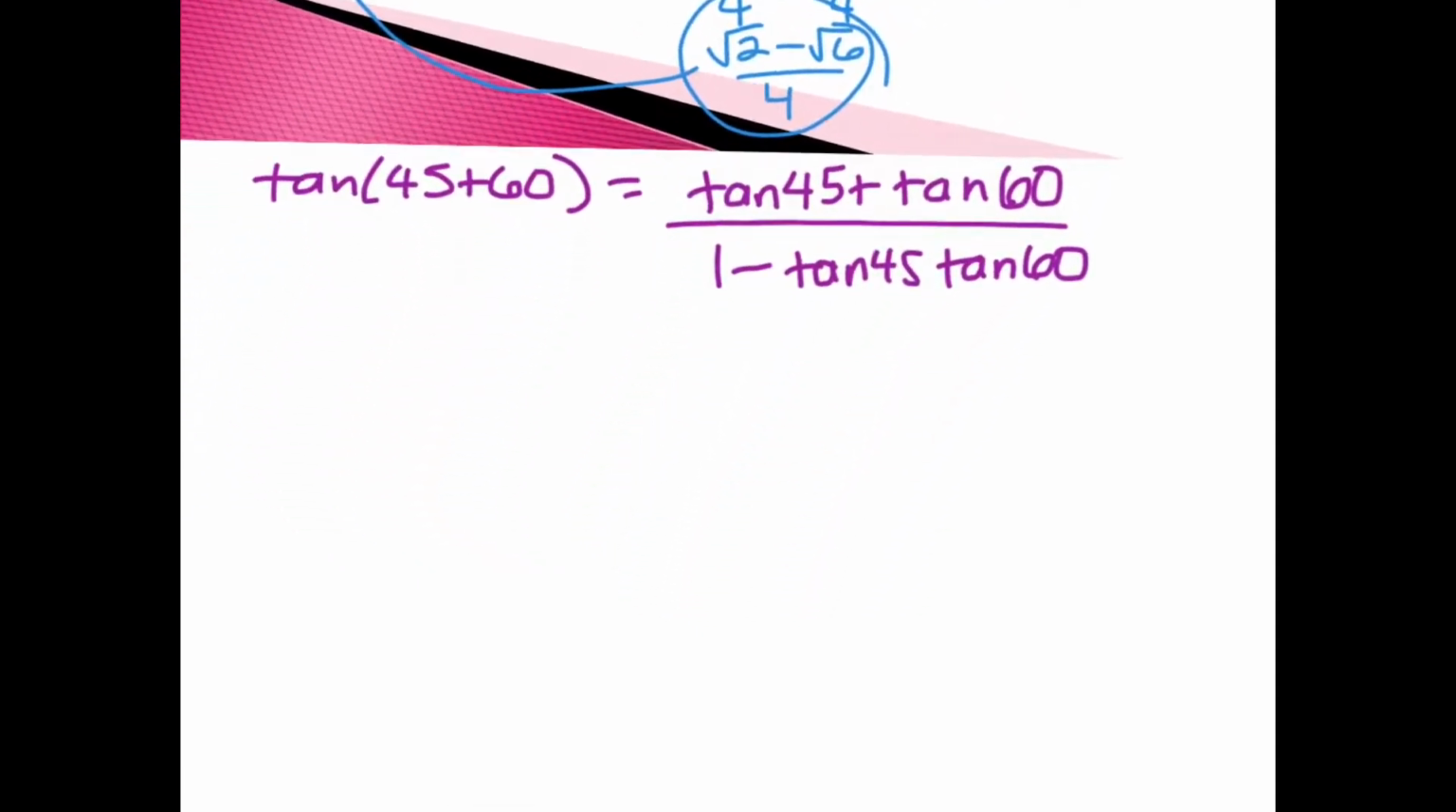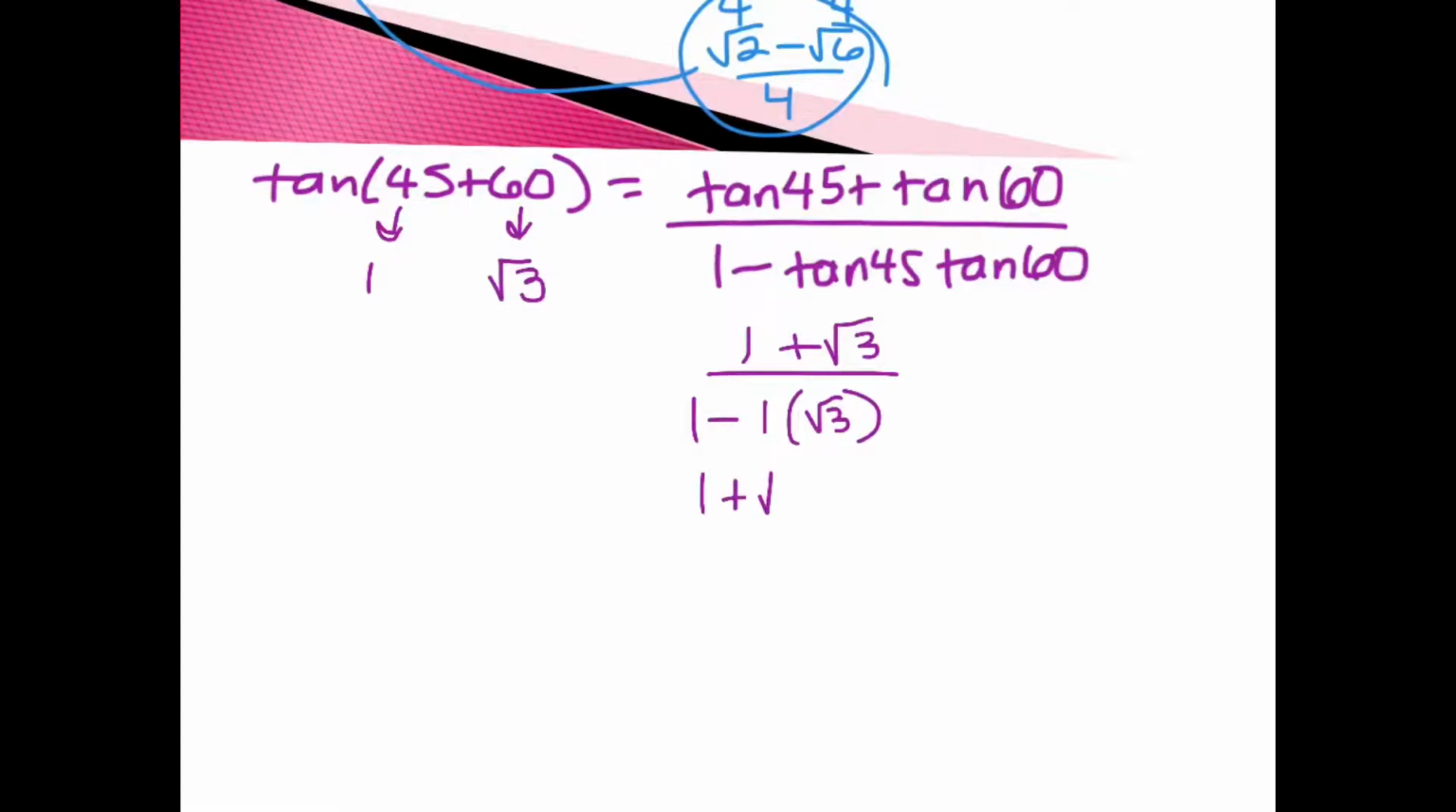So again, hopefully you remember your unit circle angles. The tangent of 45 is 1, and the tangent of 60, because that would be your over 3 angle, is root 3. So 1 plus root 3 over 1 minus 1 times root 3. And I get 1 plus root 3 over 1 minus root 3, which cannot stay there because it's irrational. It has to get rationalized by multiplying both the top and the bottom by the conjugate. So I would multiply both the top and the bottom by 1 plus root 3.